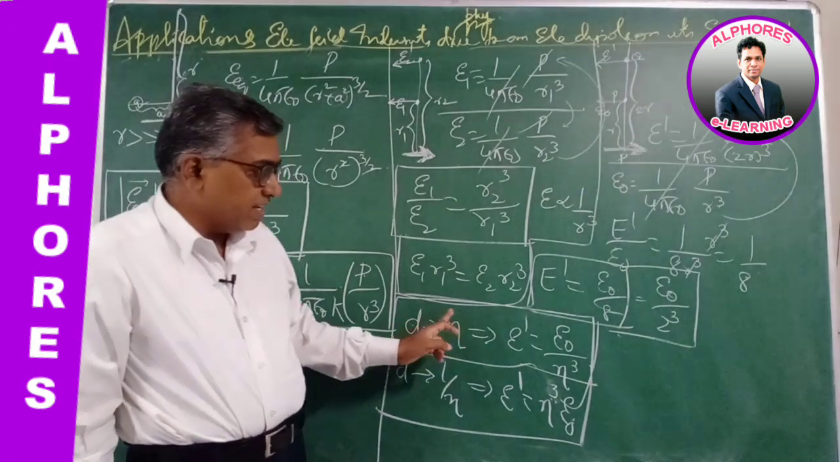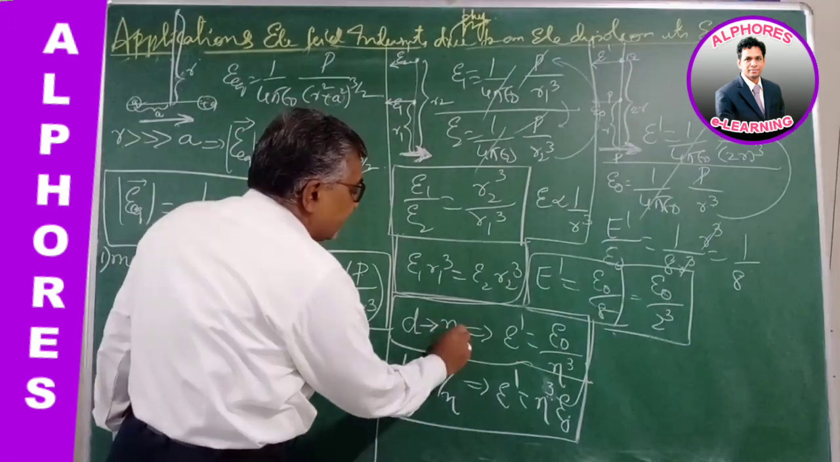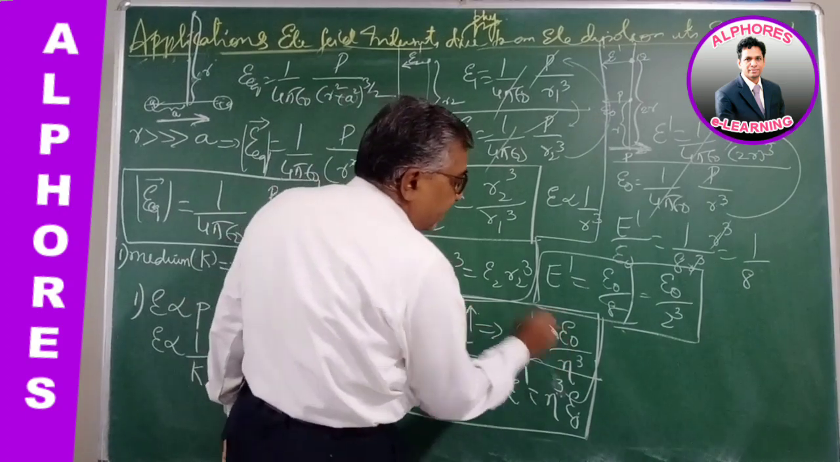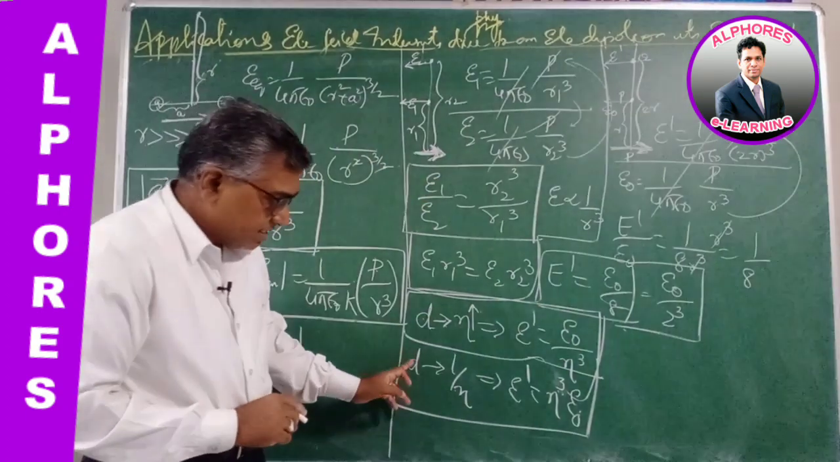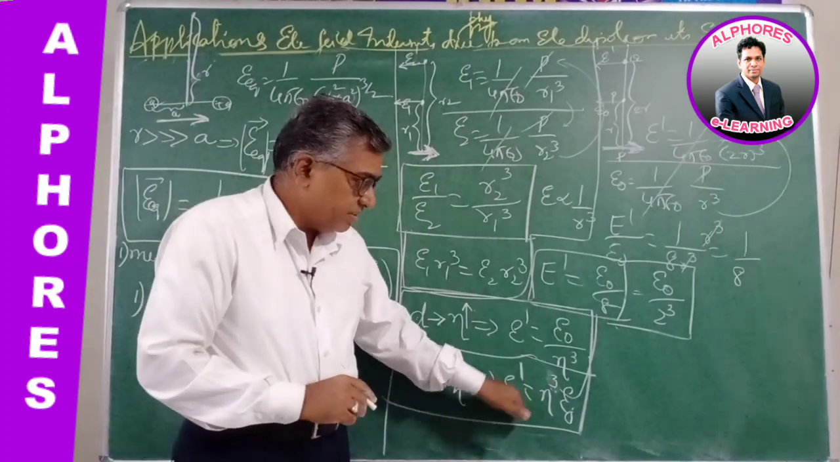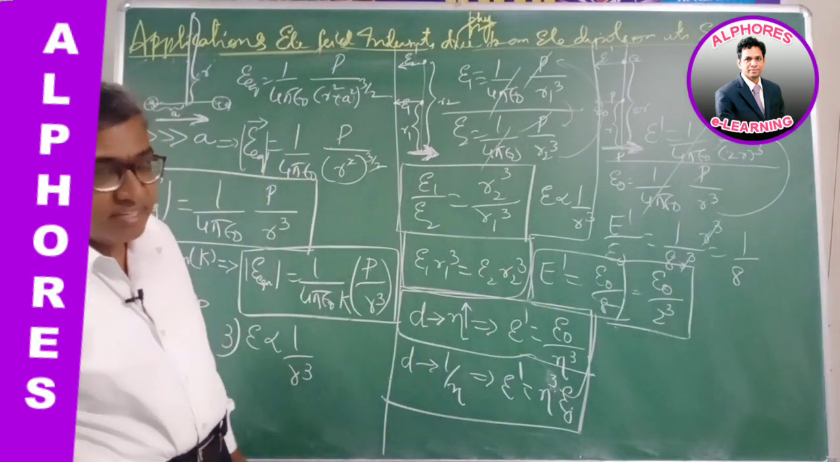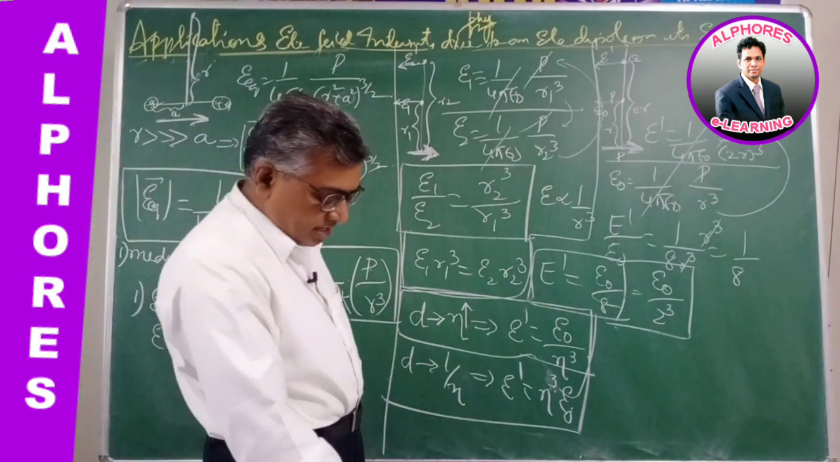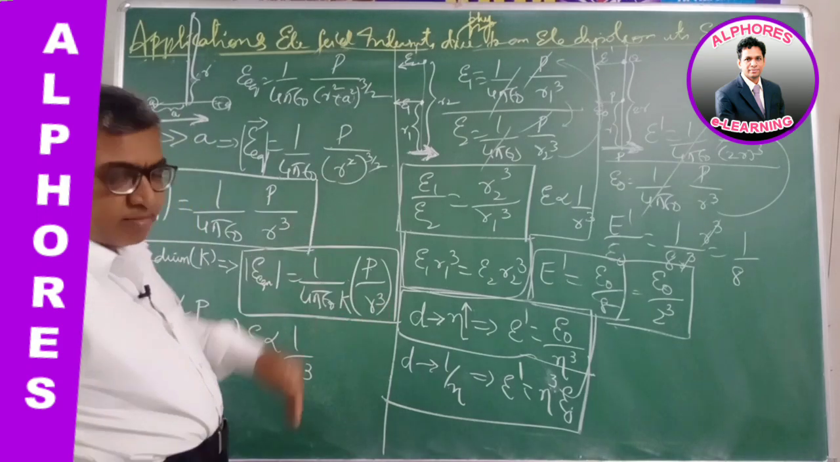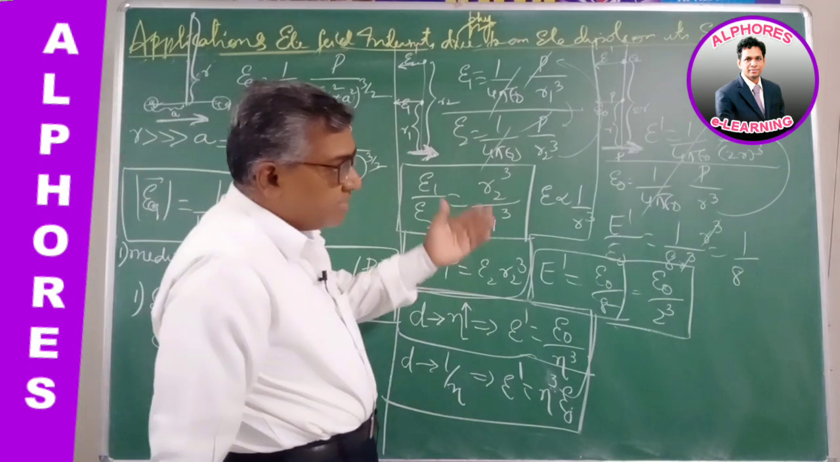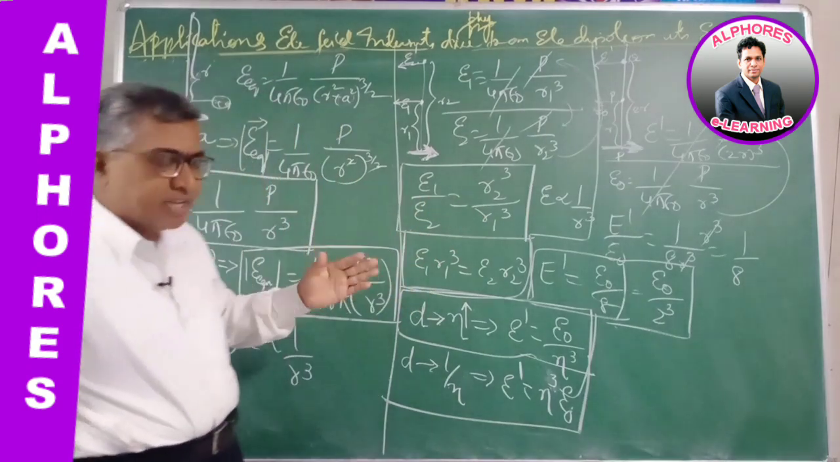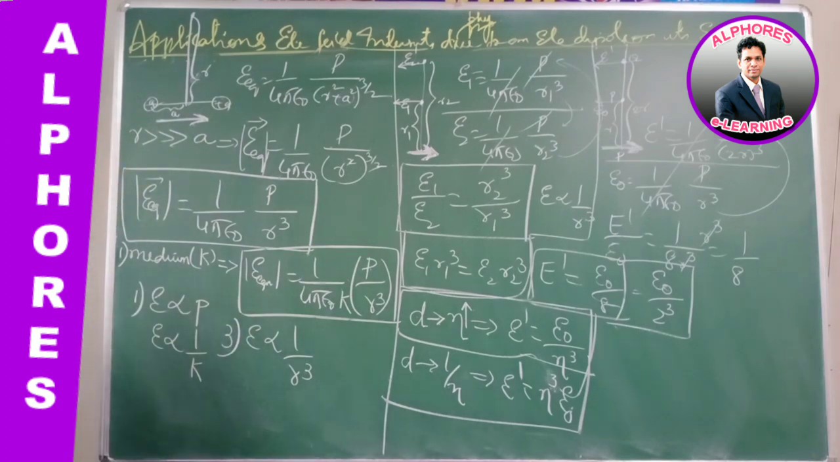If the distance is increased n times, then the field decreases n cube times. If the distance is decreased by n times, field becomes n cube times. It increases n cube times. If the distance is halved, it becomes 8 times. Distance is made 1/3, 27 times. 1/4, 64 times. So on and so forth.